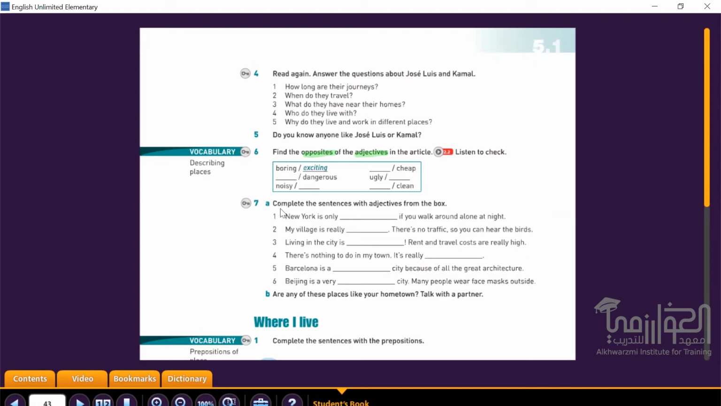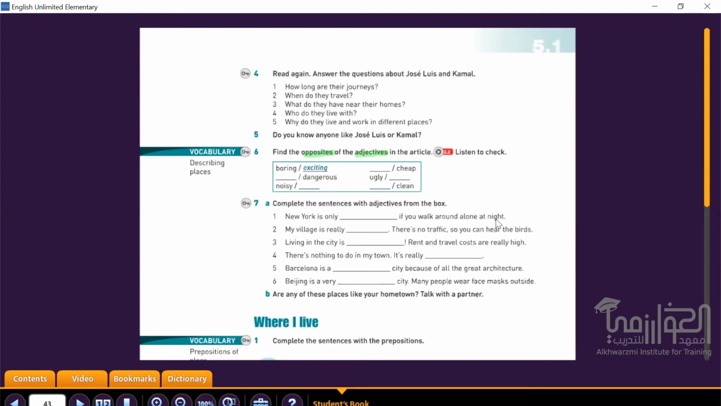Now let's move to the next exercise, which is to complete the sentences with adjectives from the box. So the adjectives in the box, we use these adjectives to complete this. So the first one, New York is only blank if you walk around alone at night.